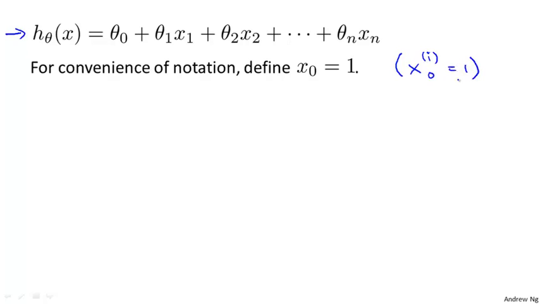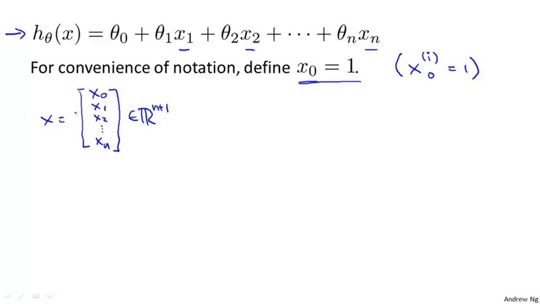You can think of this as defining an additional 0 feature. So whereas previously I had n features, x1, x2 through xn, I'm now defining an additional sort of 0 feature vector that always takes on the value of 1. So now my feature vector x becomes this n plus 1 dimensional vector that is 0 indexed. So this is now an n plus 1 dimensional feature vector, but I'm going to index it from 0.